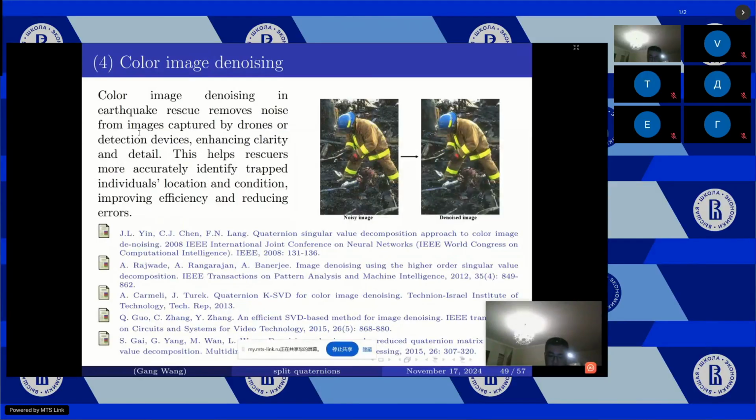Similarly, for color image denoising and recognition based on SVD methods, most existing techniques are based on quaternion matrix SVD approaches. However, the application of the split quaternion SVD in this context is still unexplored. This method harnesses the advantage of quaternion algebra to effectively process color image data, leading to improved denoising and recognition performance.